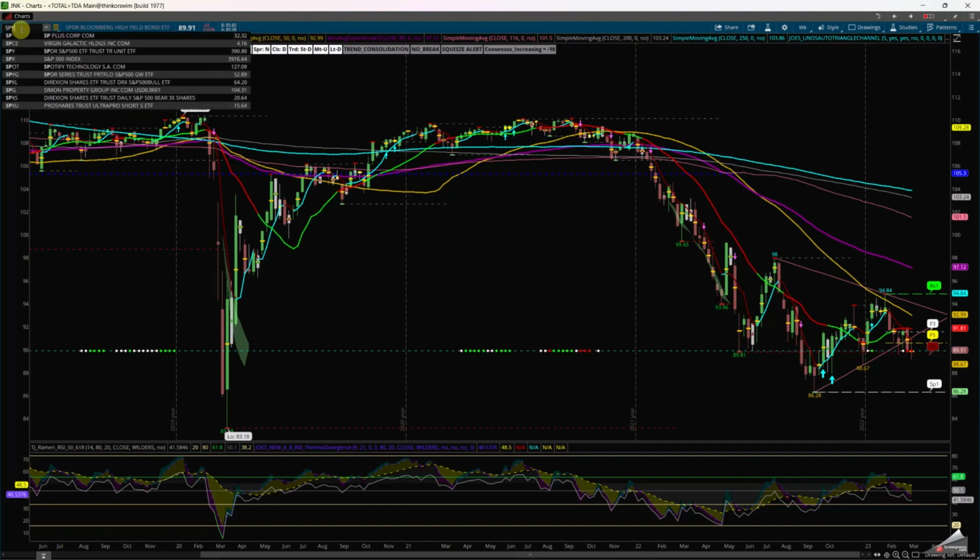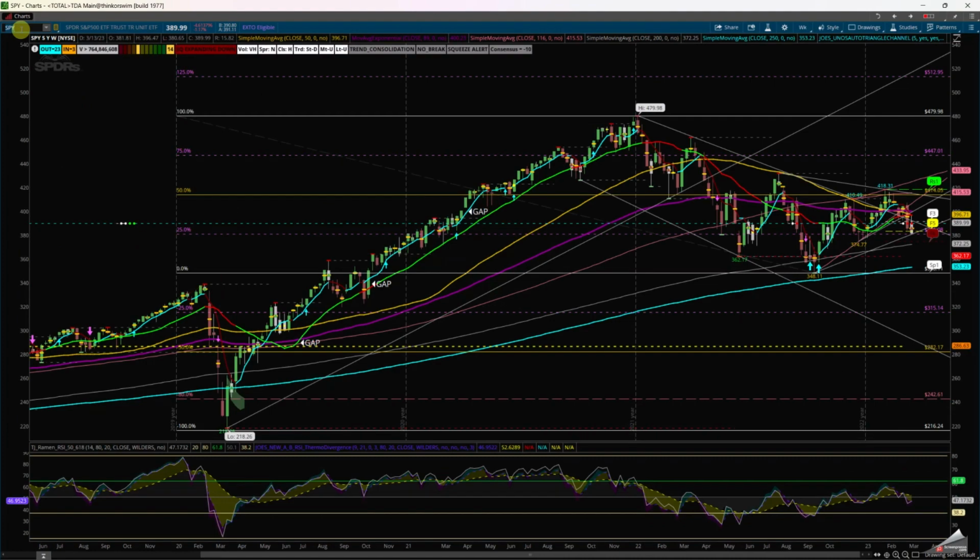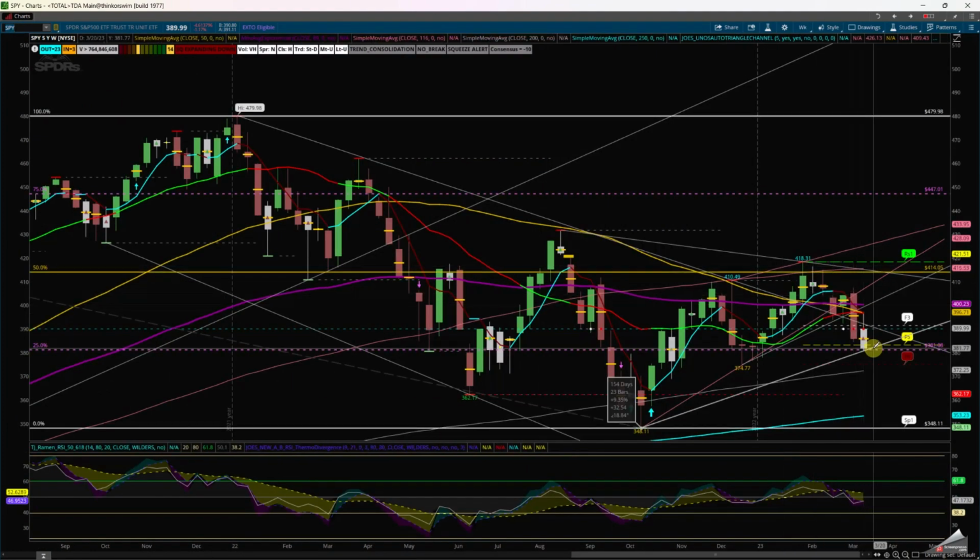Let's take a look at SPY, which is the Fortune 500 company. We can see on the weekly chart we are in a downtrend.